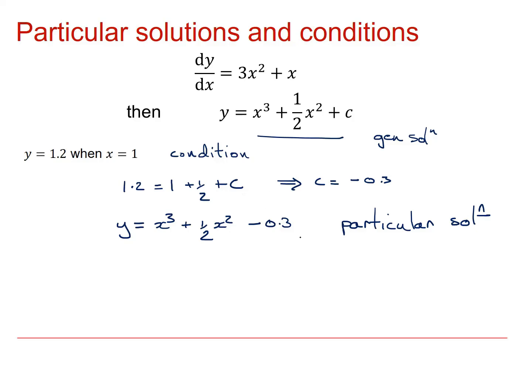If we have more than one constant, then we would need more than one condition to be able to sort out all of the constants. And as you'll see in a later video, the constant of integration isn't always just a plus c. It may affect the general solution in a different way.